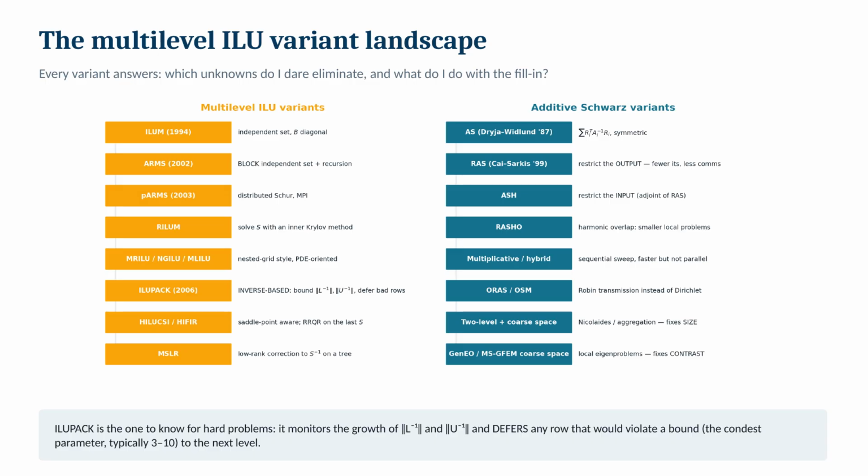ILUPACK, the important one for hard problems. Instead of dropping by magnitude, it monitors the growth of the inverse factors, L inverse and U inverse, and defers any row that would make them exceed a bound. That bound is the condition parameter, typically 3 to 10. HILUCSI and HIFIR, the modern descendants, built specifically for PDE saddle points, adding a bound on D inverse, and a rank-revealing QR on the last Schur complement. MSLR replaces thresholding entirely with a low-rank correction to the Schur inverse. The throughline: every variant is a different answer to which unknowns do I dare eliminate, and what do I do with the fill-in.